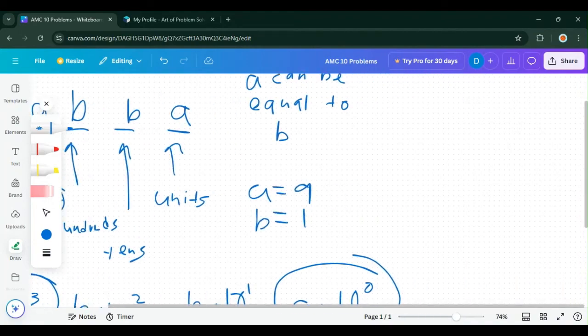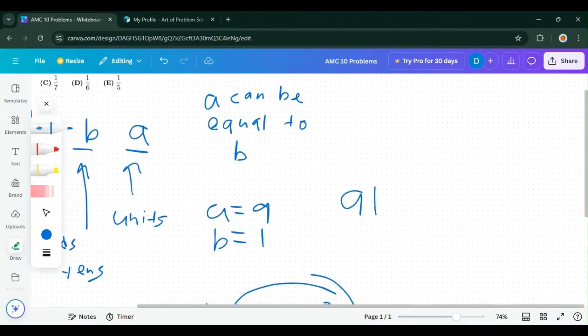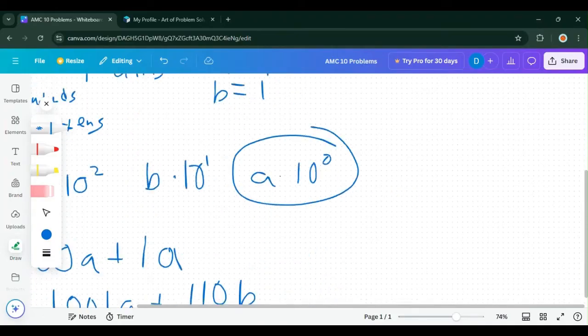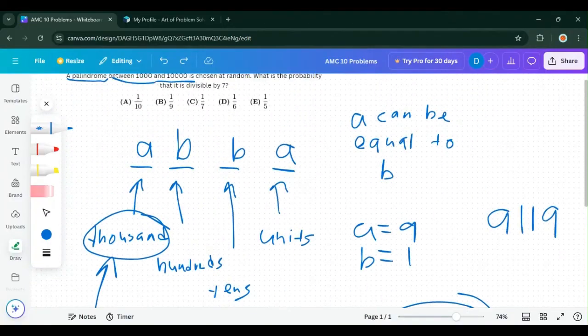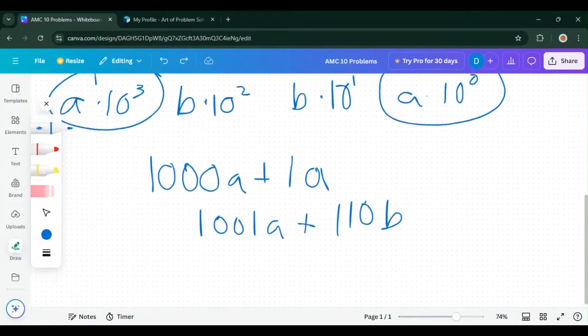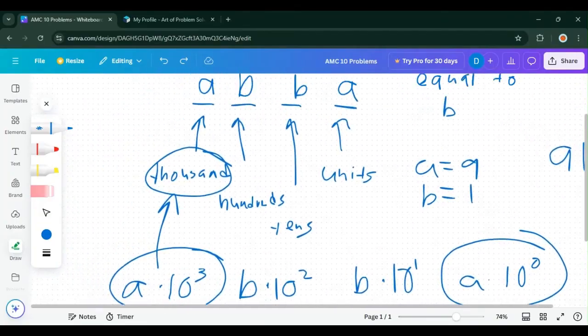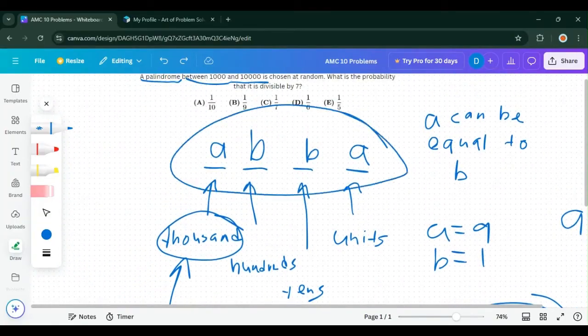And so if we have an example here, let's just say A is equal to 9, B is equal to 1, then we have 9119. And if we plug A and B in right here, then we'll have 9119 come out. We just rewrote this entire thing. Instead of one large number in general, we wrote it as 4 different numbers with different amounts.